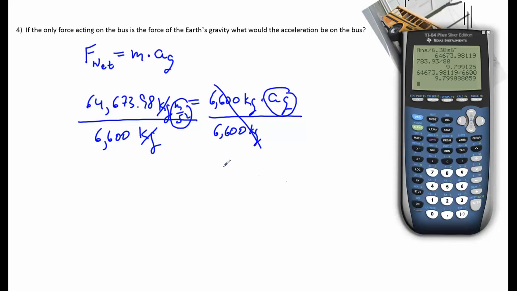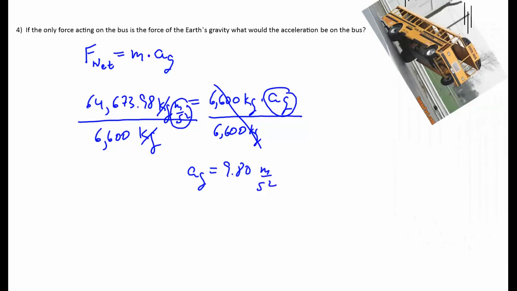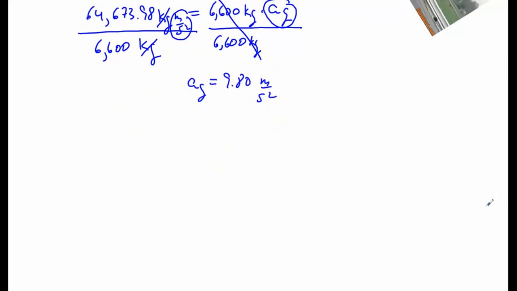Holy smokes. The acceleration due to gravity on that bus is 9.80 meters per second squared. How the heck is that possible? And why is that? Well, it seems like that means that the mass has nothing to do with the acceleration due to gravity. Well, I'll let you in on a little secret. Not so much a secret, but let's remember our equations.